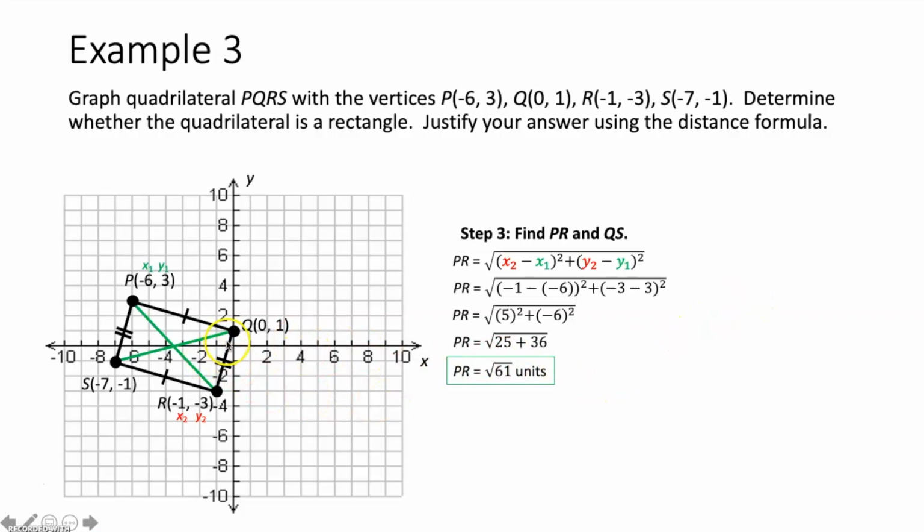Now let's check. Do we get the same measure for the measure of segment QS? So we choose one of those points to be x sub 1, y sub 1, the other one to be x sub 2, y sub 2. Plug in the coordinates to their corresponding spot in the distance formula over here, and we simplify.